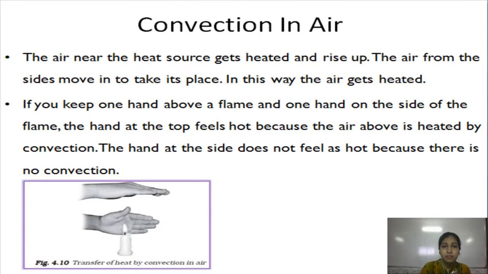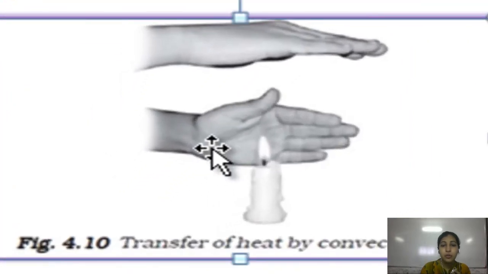Convection in air. The air near the heat source gets heated and rises up. The air from the sides moves in to take its place. In this way, the air gets heated. See this figure. If you keep one hand above the flame and other hand on the side of the flame, the hand at the top feels hot because the air above is heated by convection. The hand at the side does not feel as hot because there is no convection.